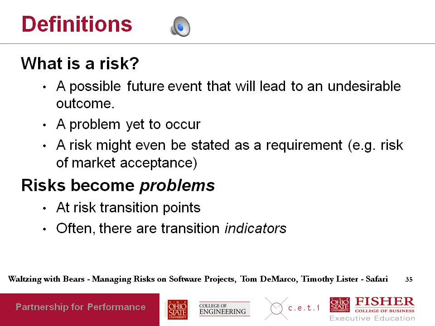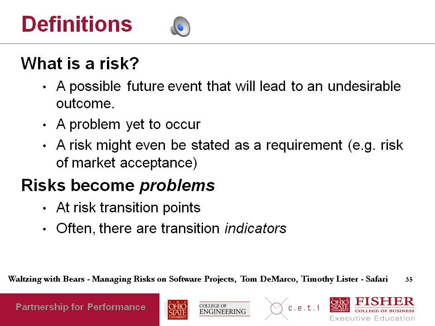So a risk is a possible future event that will lead to an undesirable outcome. It is a problem yet to occur. So it has not happened yet. It's not a problem yet. It is something that might occur. Okay?